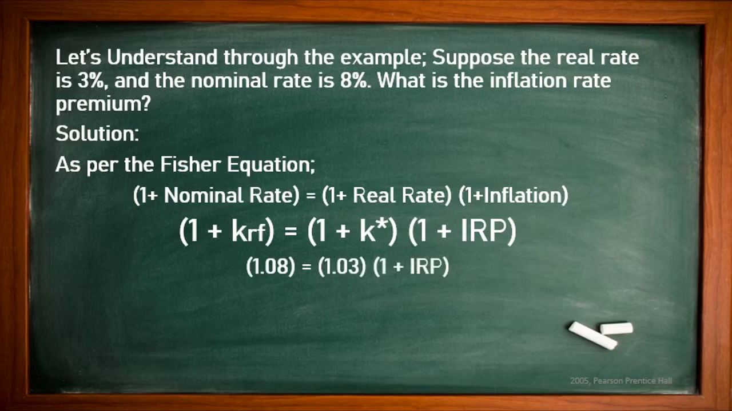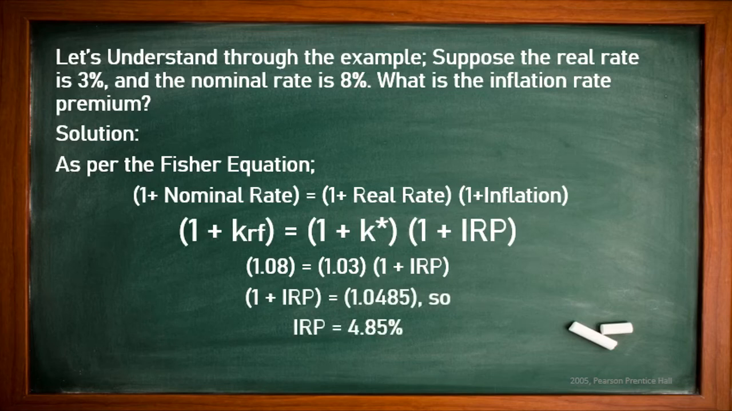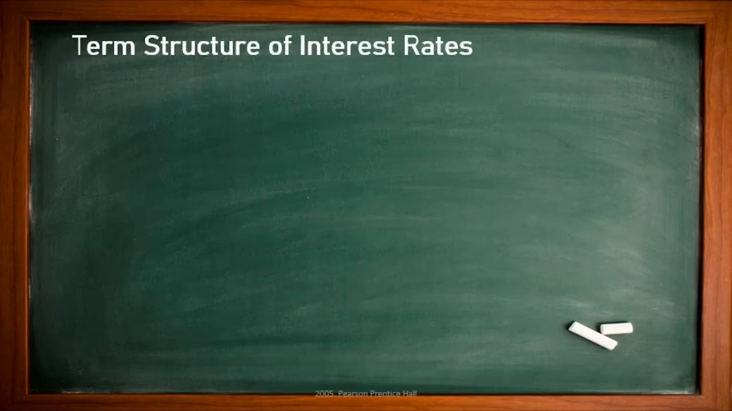The nominal rate is 8%, so 1 plus 0.08 is equal to 1 plus the real rate of 0.03, which becomes 1.03, multiplied by 1 plus IRP. We don't know the inflation premium or inflation rate, so we should calculate it. Once you solve the formula, you will get the value of IRP as 4.85%. So the inflation rate is 4.85%.